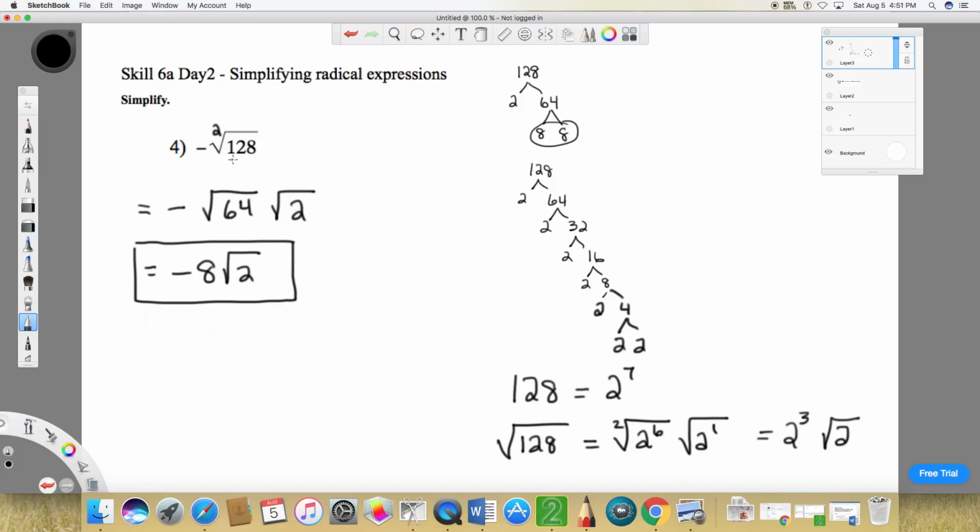But the square root of 128 I found up here in a factor tree, and my factor tree was much shorter. And down here, if I didn't notice 8 times 8, like I say, if I kept going by even numbers, my factor tree's longer, but I break it down and I get the same answer. All right, so let's do number 5.